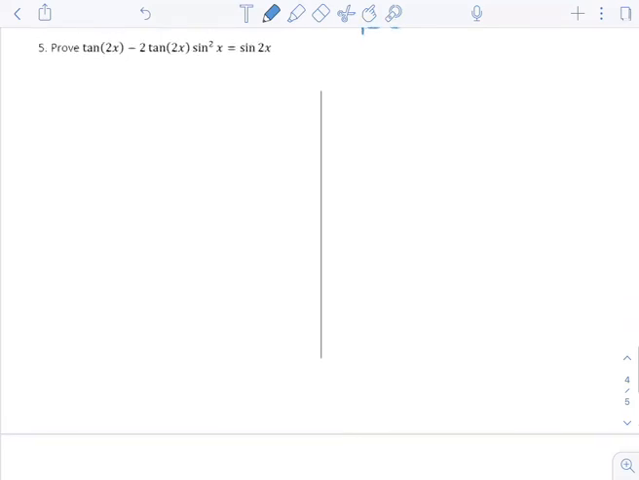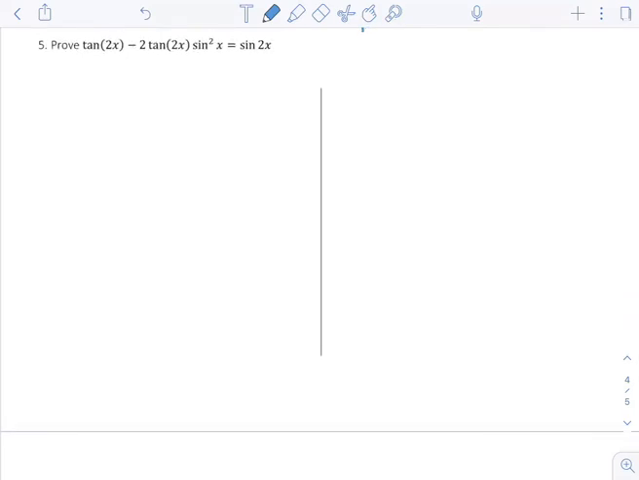Prove that tan 2x minus 2 tan 2x sine squared x is equal to sine 2x. So that's a double angle formula for sine on the right side. So maybe I'll just write that out. That's about as much as we can do on the right side. On the left side is where our work is going to be done. So I'm going to rewrite the formula out, or at least the left side out here. Oops, minus.